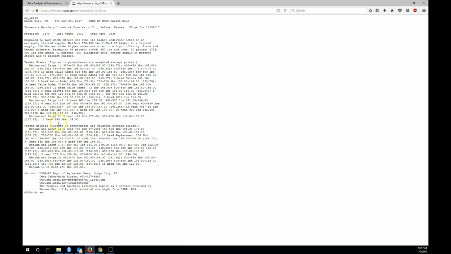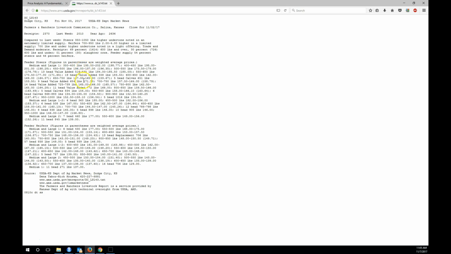So notice that they break out the prices by gender, and then they also break them out by size. So medium and large, you're going to see they saw 350 to 400 pound calves. Those are quite light, trading for $195 to $202, and those are dollars per hundredweight. And the next weight category is 400 to 450 pounds. Those were trading for $195 to $201, 450 to 500, $196 to $197.